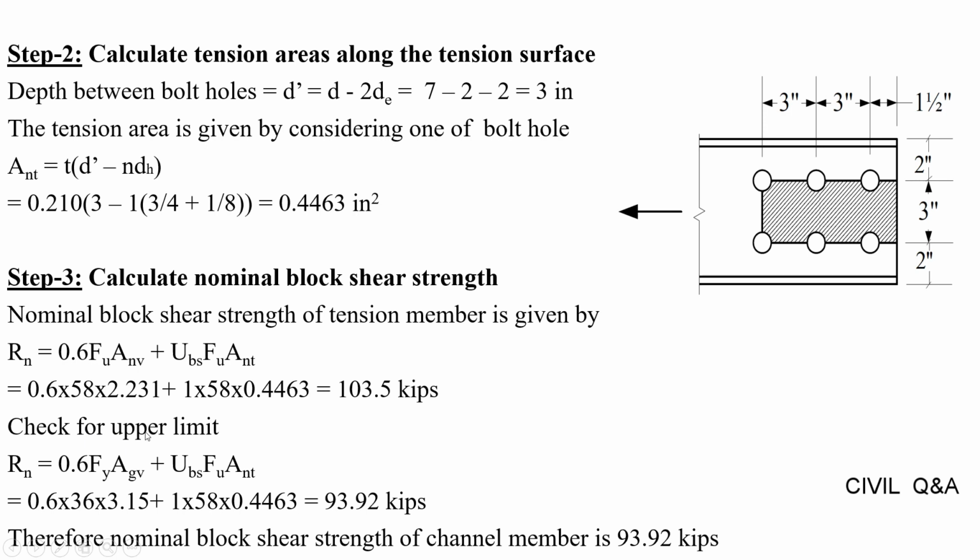We have to check the upper limit of the block shear strength, and the upper limit of the nominal block shear strength is equal to 0.6 times yield strength times gross shear area plus Ubs times ultimate strength times net tension area. Putting values, we get the upper limit of the block shear strength. We have to take the lesser of the above two values, which will give us the nominal block shear strength. We see that 93.92 kips is the lesser of the two, so this represents the nominal block shear strength of the channel member.